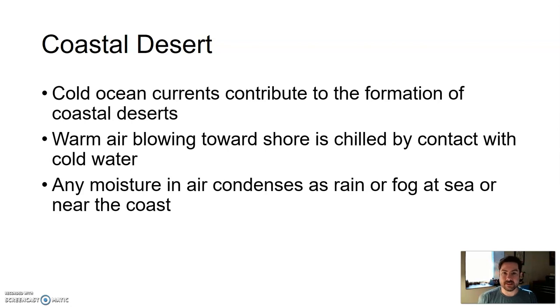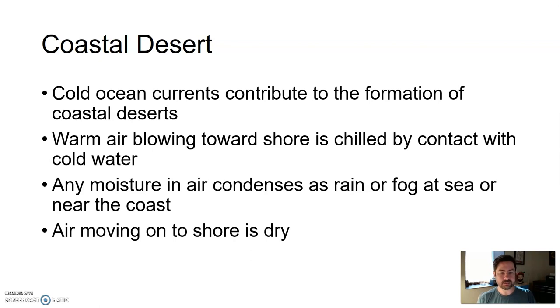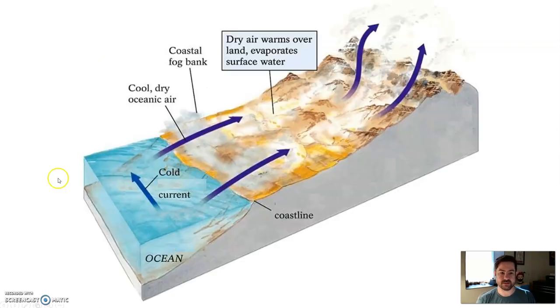Any moisture in the air condenses as rain or sometimes fog. So foggy areas usually have cold ocean currents just outside of them. Think San Francisco. There's a cold ocean California current that comes down the coast of California. When any warm air goes over it, it cools. Fog occurs. Very foggy in San Francisco. So then the air moving onto shore is thus dry.